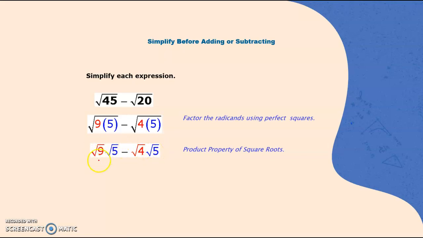The square root of 9 is 3, the square root of 4 is 2. So 3 square root of 5 minus 2 square root of 5. If you notice, they are now like radicals. So we can now combine them. 3 minus 2, that is square root of 5, or 1 square root of 5, or just square root of 5.